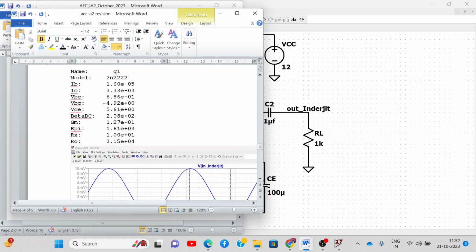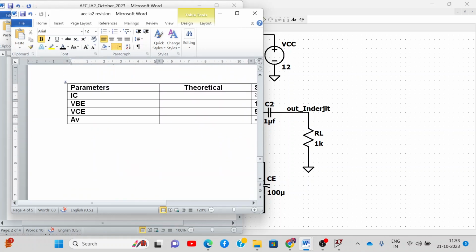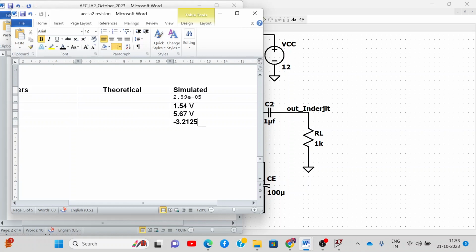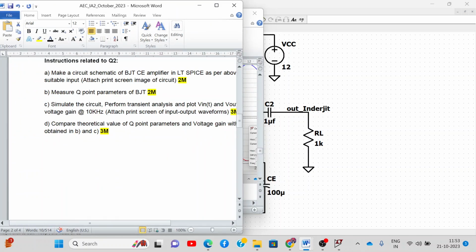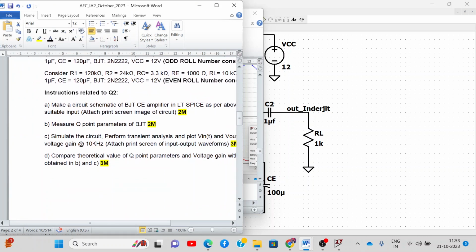See, IB value is 1 point, this IC is 3.3, VB is 0.686, then GM is this much. So you can cross check these values with your simulated, with your theoretical values. If you're getting any deviation from it, that means you're going wrong in your numerical. RPI is also given. RX, don't consider RX, you won't understand right now. Don't consider RX. RO, this is small RO. RPI, GM, beta. VC, VBC, VB, IC, IB. So all these are Q point parameters. And at the end we require this table. Not with these values, but the values what you have got. Got it? So this is what is expected from numerical number 2, question number D.